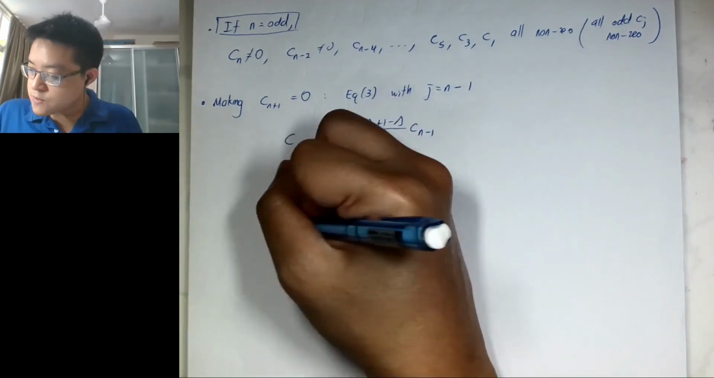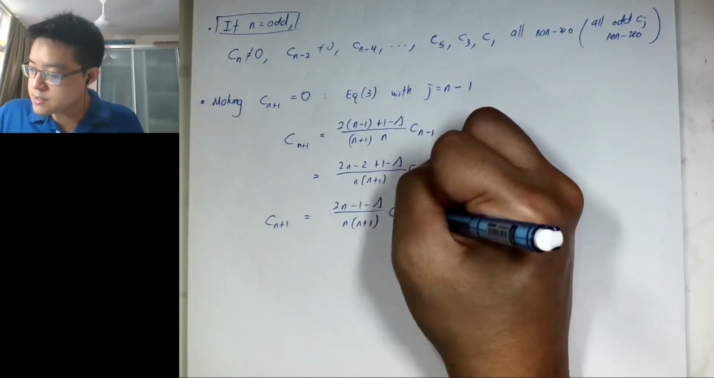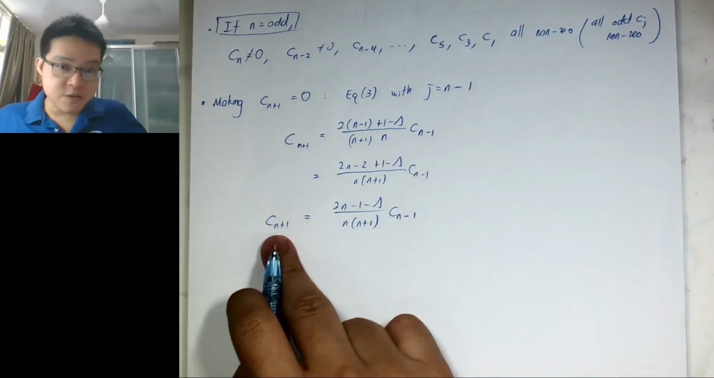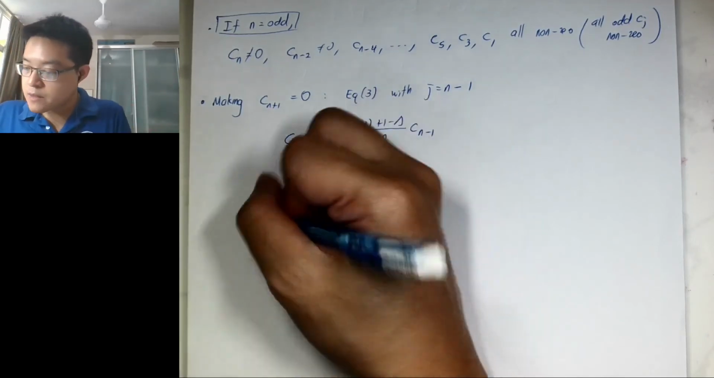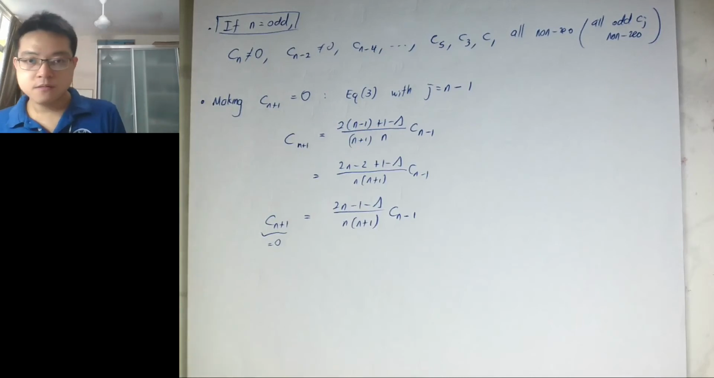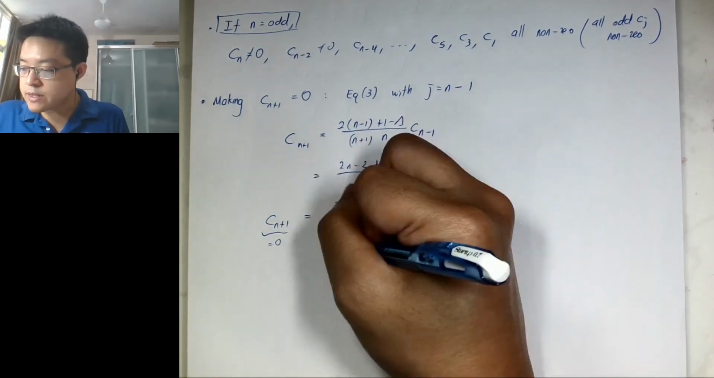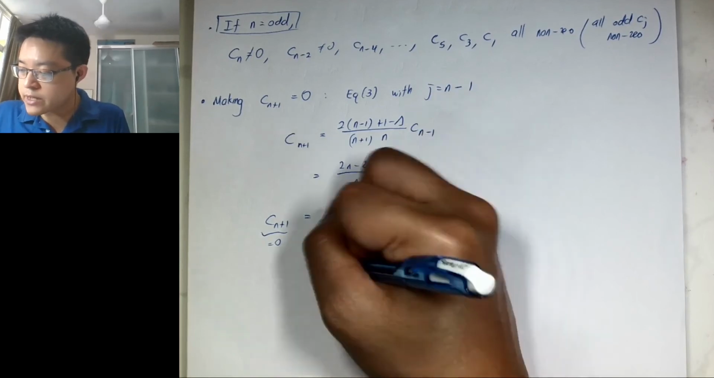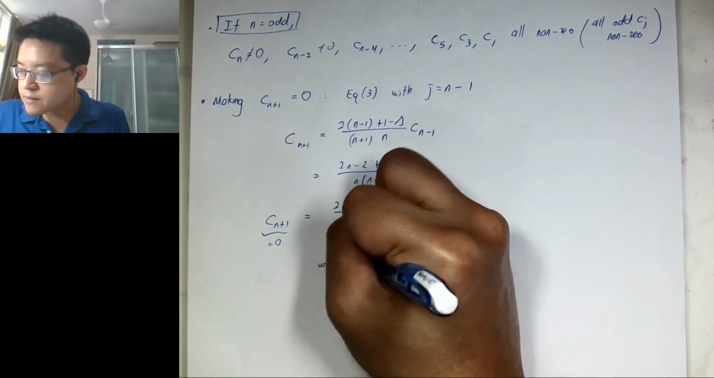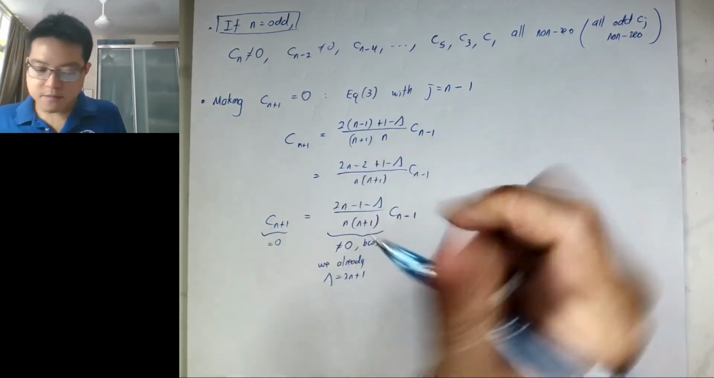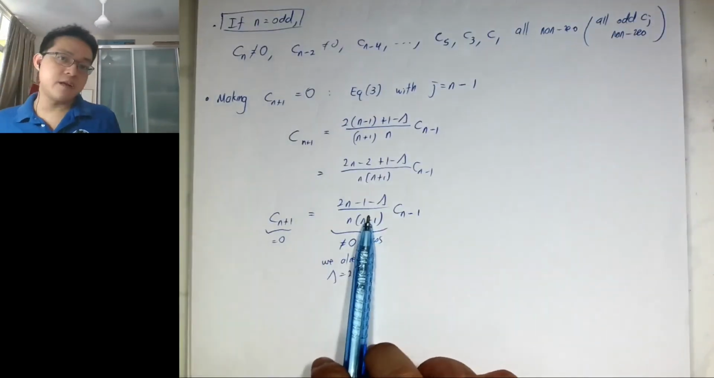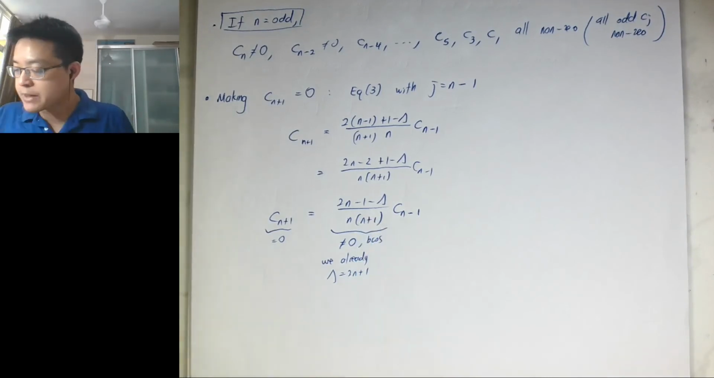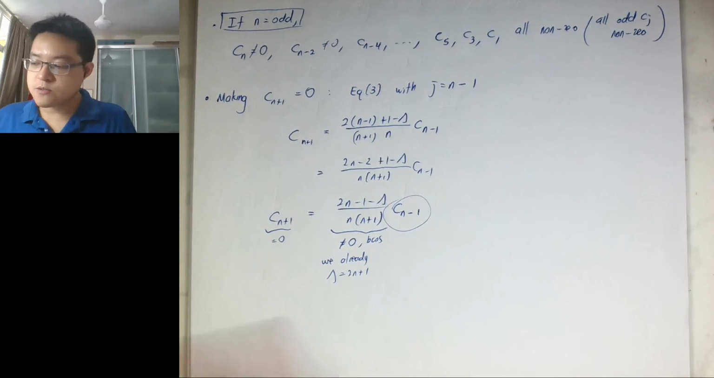Okay, so the formula of Cn plus 1 depends on Cn minus 1. And I want to make sure this is 0. Right, so can I make this 0 or not? Let's look at this. This one cannot be 0 because we already said lambda is 2n plus 1. Right? So we already said this to make n plus 2 0. If I fix this already, then this one cannot be 0 anymore. Okay? So how can I make this 0? So the only way is to have Cn minus 1 be 0.